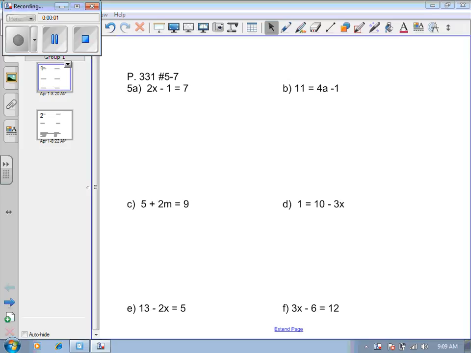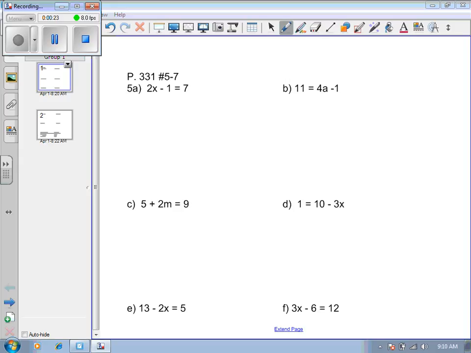Page 331, numbers 5 through 7. 5a, you're asked to isolate the variable. In order to isolate the variable, we have to get everything away from the variable. Step number 1 is to do what? We've got the equation right here. Step number 2 then would be, what are we going to get rid of first?